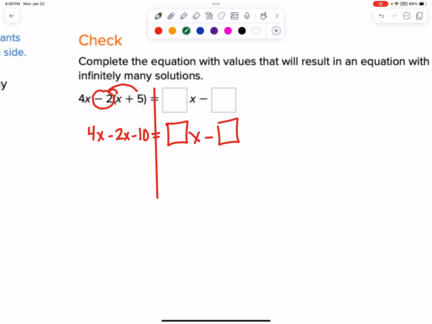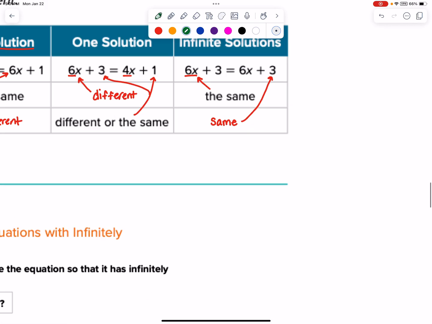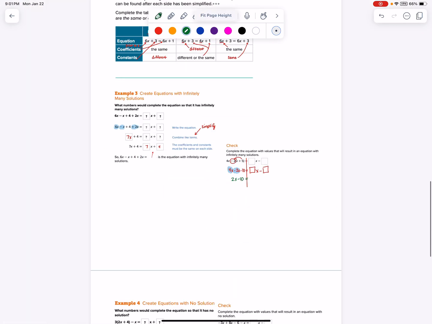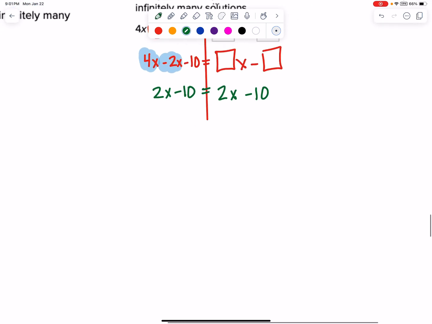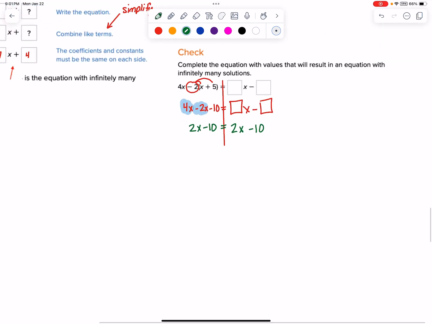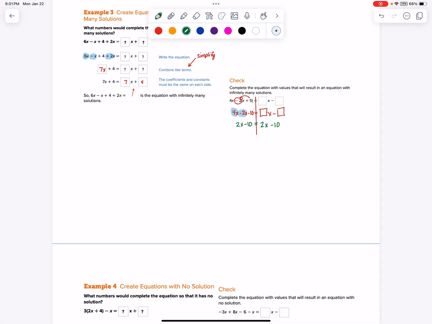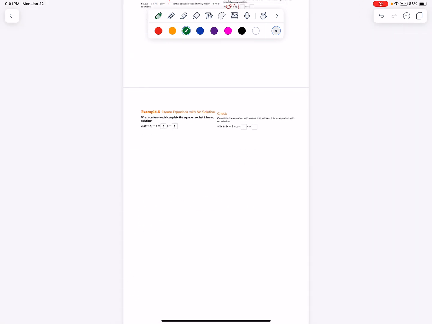Okay, let's go ahead and combine our like terms. We have our 4x and our negative 2x, and so we're left with 2x minus 10, and what has to be on the right side for it to be an infinite amount? For it to be infinite, it has to be exactly the same thing on the right side, so that's nice and easy for us to do, right? So it's going to be 2x minus 10. And then that is how that has to look, and we know it will work out because of that format.